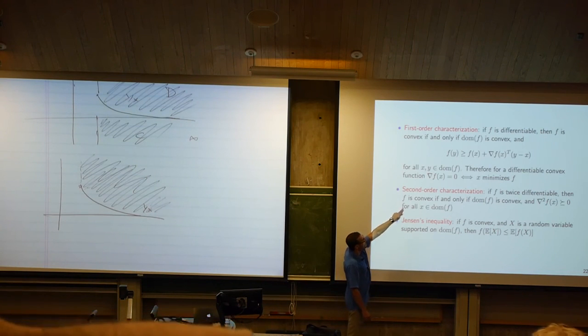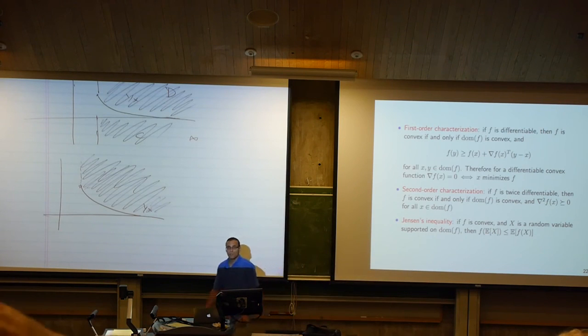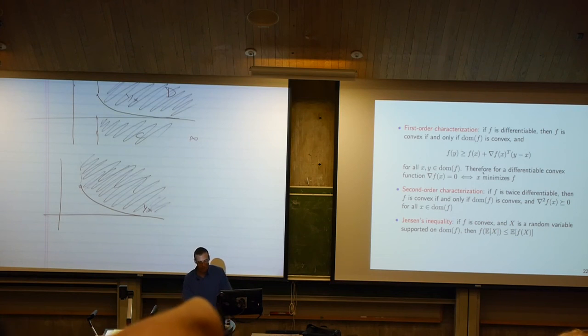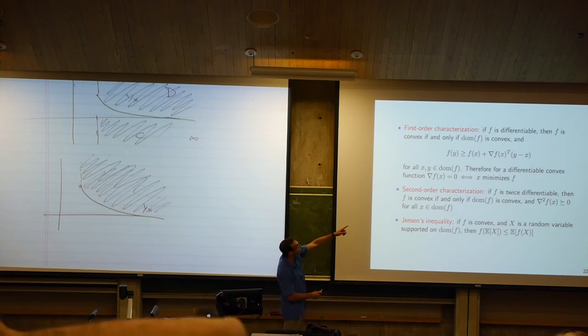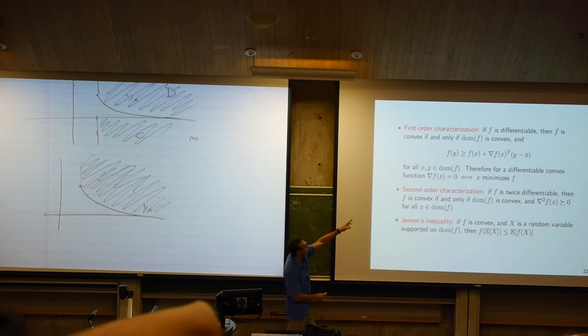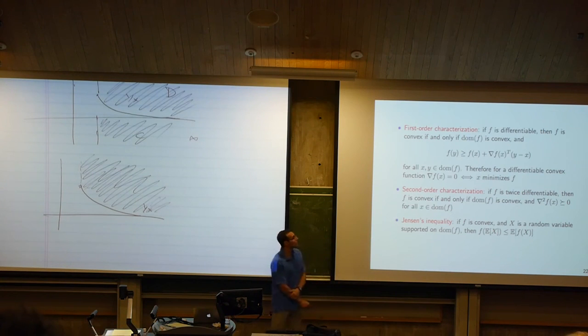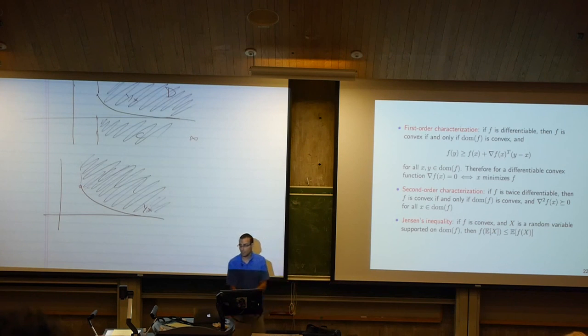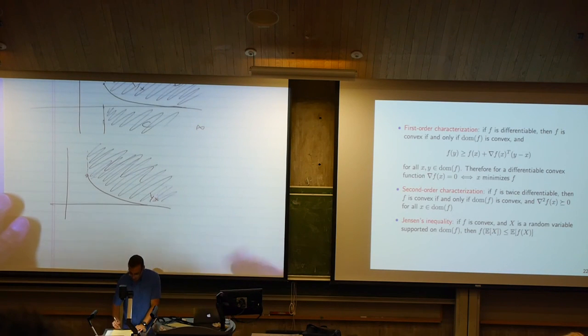If f is differentiable, if it has two derivatives, then we have necessary and sufficient conditions for convexity. If f has a derivative, then it's convex if and only if, of course, its domain is convex, but also this property is true: f of y is bigger than or equal to f of x plus the gradient of f of x transpose times y minus x. So this says that the function lies above its tangent line.